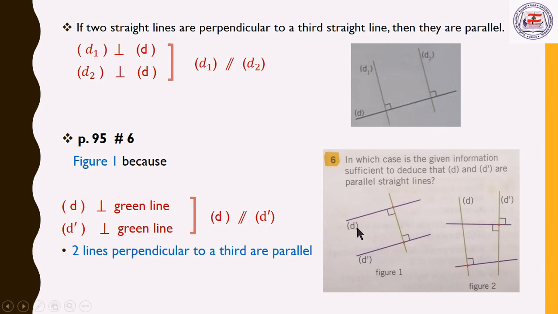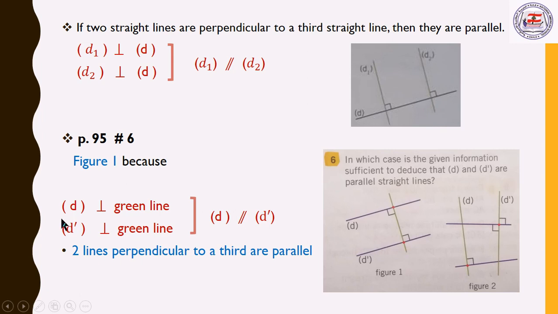In the first one, we have D and D prime. Both of them are perpendicular to the green one. In the second one, we have D and D prime. This D is perpendicular to this blue one, while D prime is perpendicular to another blue one. So they are not perpendicular to the same line.